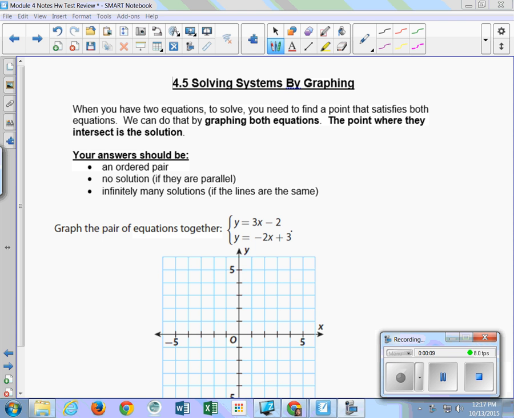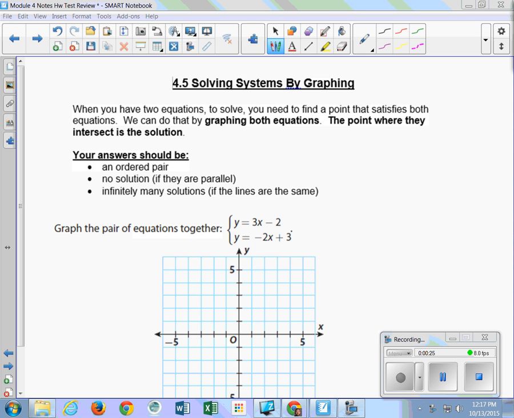Solving systems by graphing for 5. We have 2 equations to solve. We need to find a point that satisfies both equations. We can do that by graphing both equations. The point where they intersect is the solution.